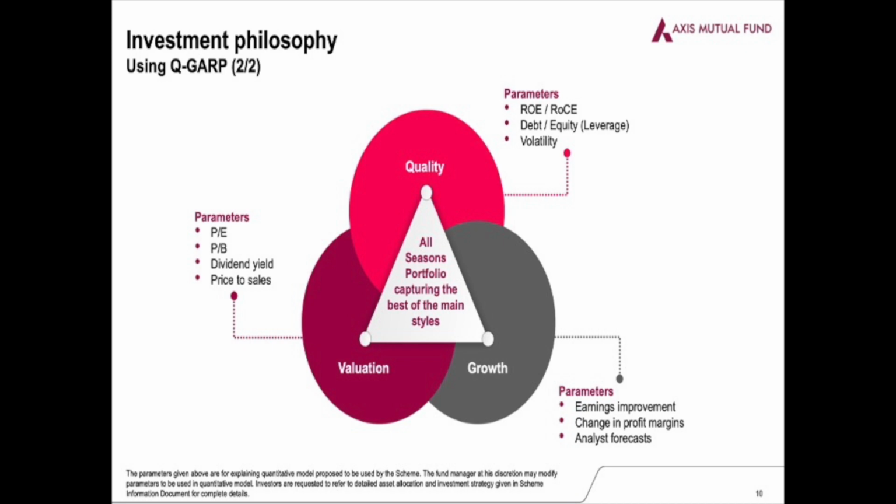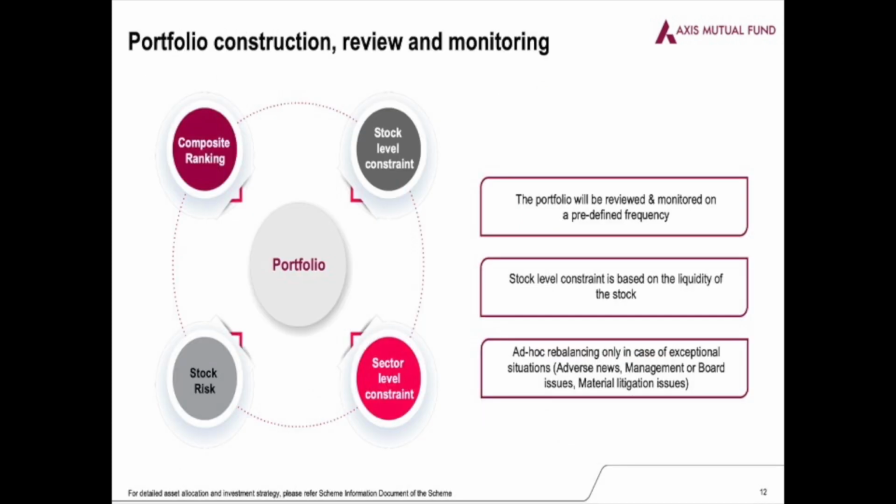So for example, when you look at quality, of course, return on equity, the debt equity ratio, the volatility ratio. When you consider valuation, the price by equity, price by book value, dividend yield, price sales. And when you consider growth, of course, you're looking at earnings improvement, change in profit margins, and analyst forecasts as well. Now, the portfolio is constructed and it is reviewed and monitored on a regular basis.